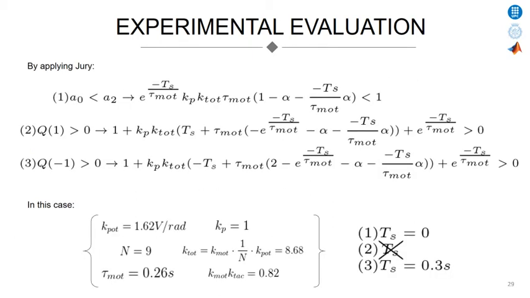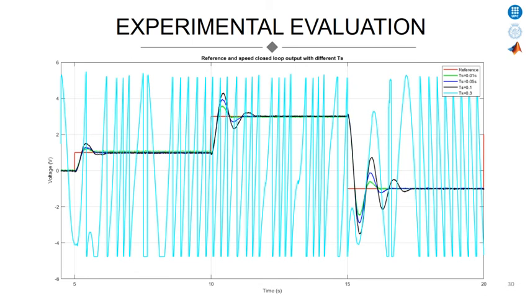From Jury's criterion, we obtain that the range of the sampling period for the system to be stable is from 0 to 0.3 seconds. From this point on, the system will become unstable. As can be seen, at sampling periods of 0.3 seconds the system becomes unstable, which is the value obtained by doing the theoretical calculations.